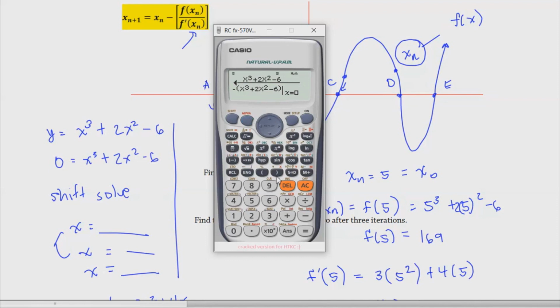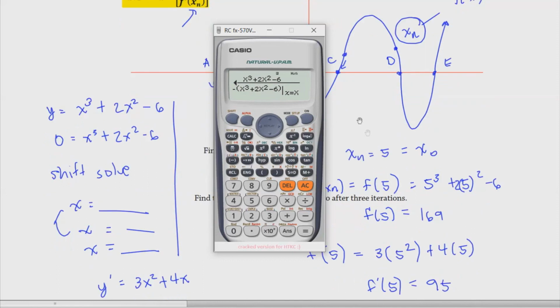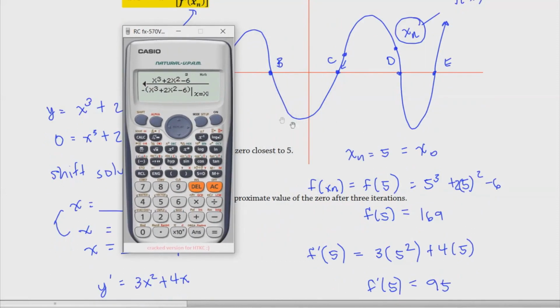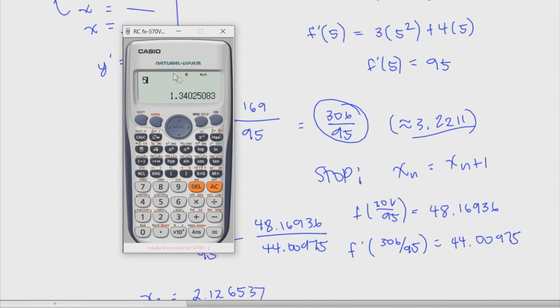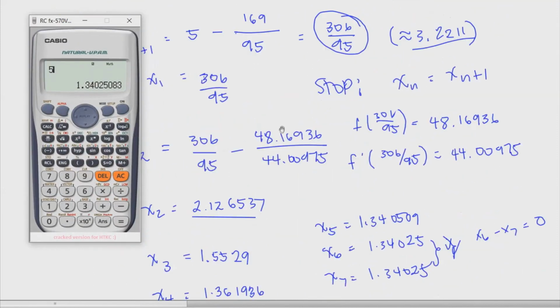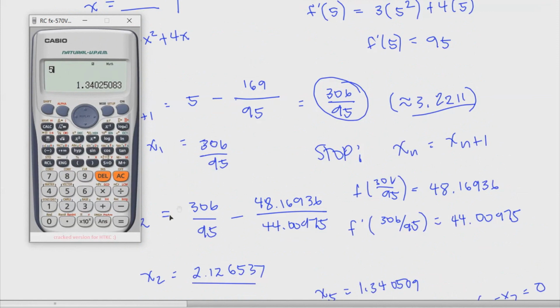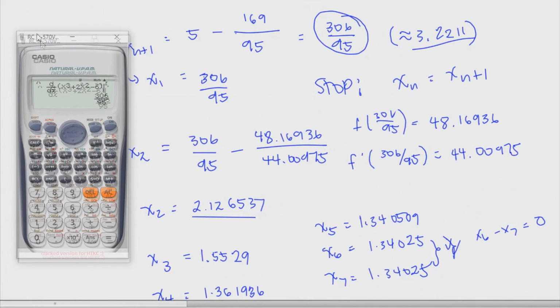Okay, so in this case, what is x? You just have to write x. Okay, so x is the value of your x. Okay, so now let's try if you would be able to get the same answer. Let's start with press calc and then press 5. In this case, I will start with 5, meaning our x sub 0. So this calculator should give me an answer that is 3.2211. Okay, that's it, 306/95. Okay, that's the first iteration.